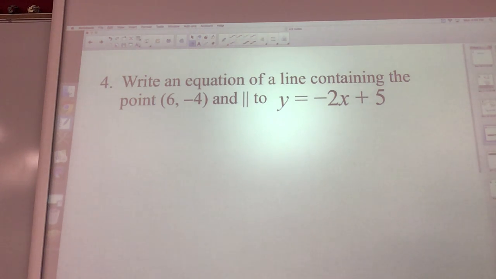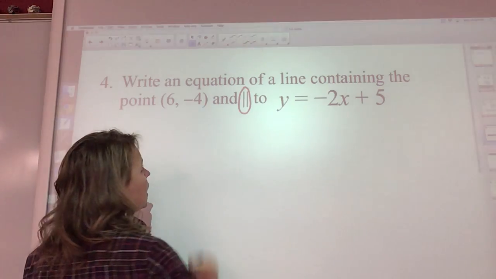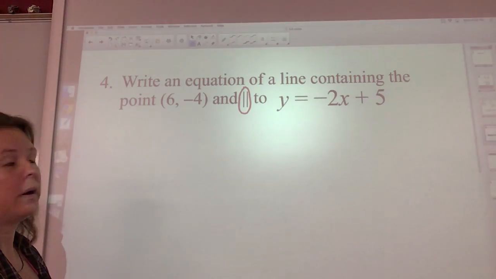So, example number 4: write an equation of a line containing the point (6, -4) and parallel to y = -2x + 5. This symbol means parallel. That way you don't have to write out the whole word parallel.